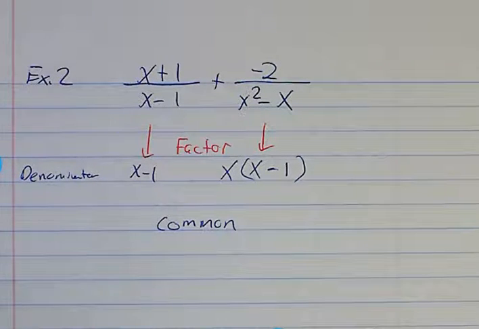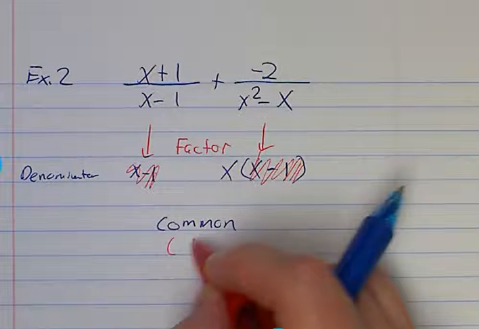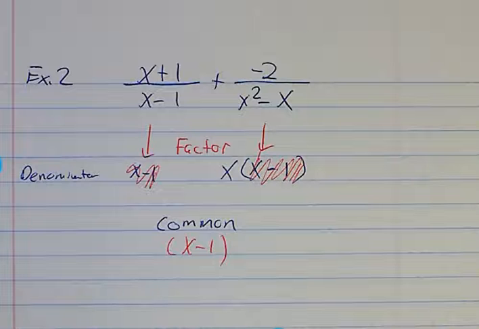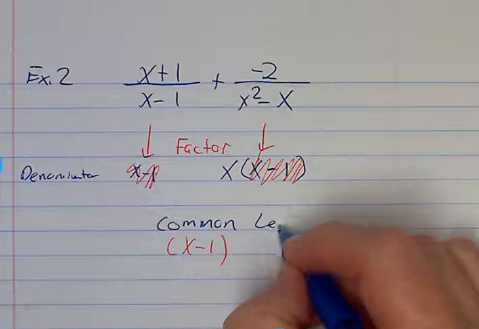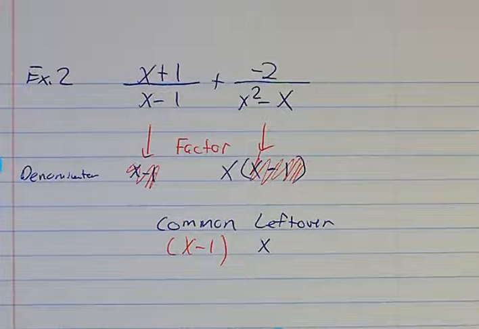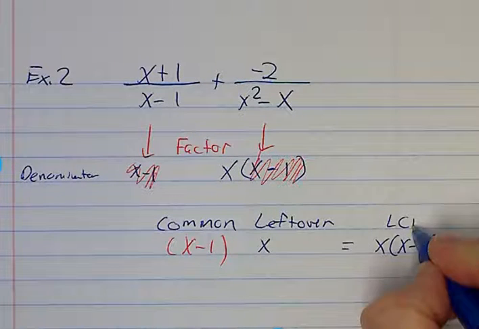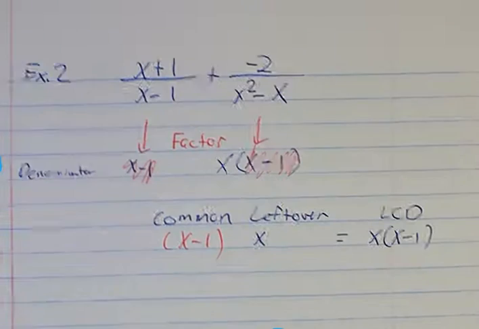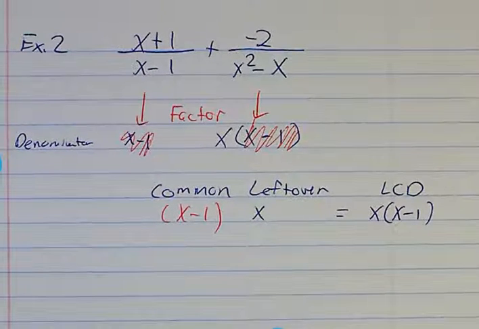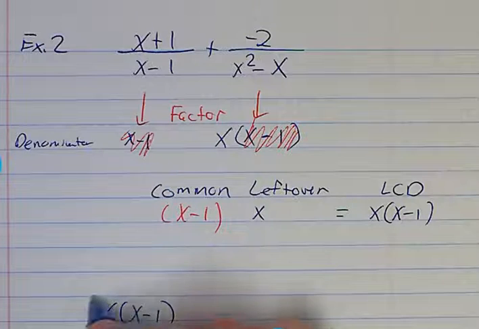All right, and for least common denominator, tell me what they both have. They both have an x minus 1. So we'll take that out. And then once you take out the x minus 1, what's left over? Just the x. So your least common denominator would be x times x minus 1. All right, so from there, rewrite both of the denominators with x times x minus 1.